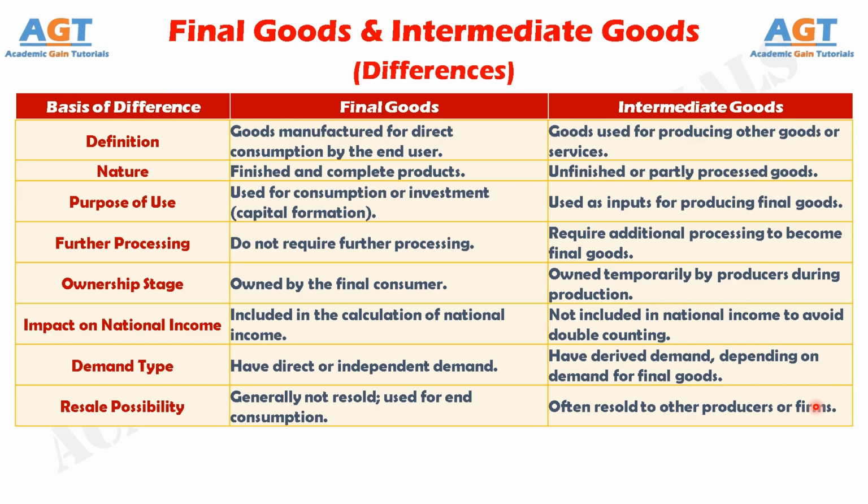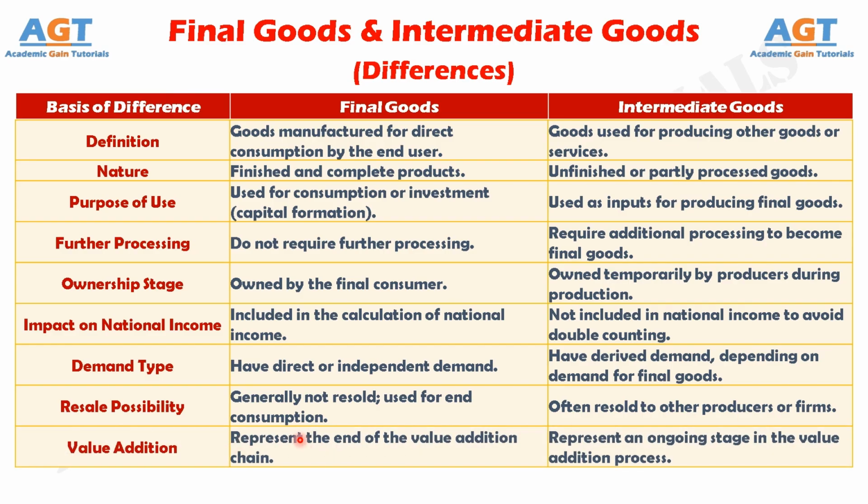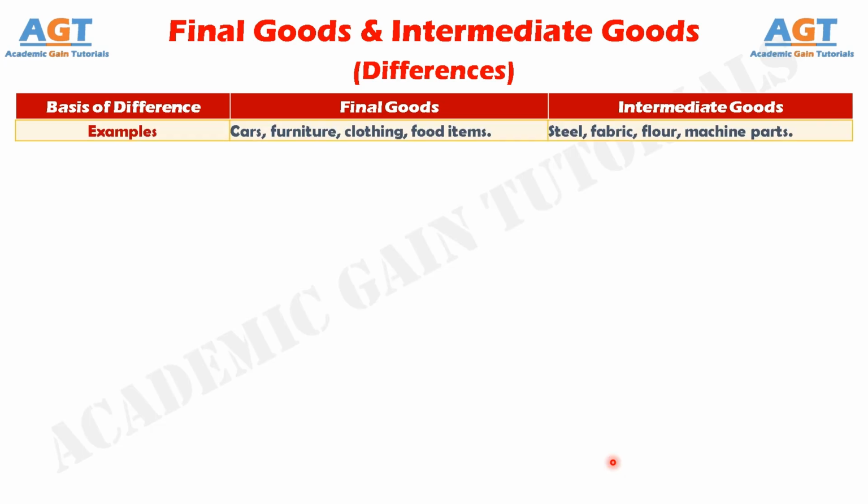producers. Number 9. Final goods mark the end of the value addition process. On the other hand, intermediate goods represent an ongoing stage in that process. And difference number 10. Examples of final goods include cars, furniture, and food, whereas intermediate goods include steel, fabric, and flour used to make them. So, these are the differences between final goods and intermediate goods.